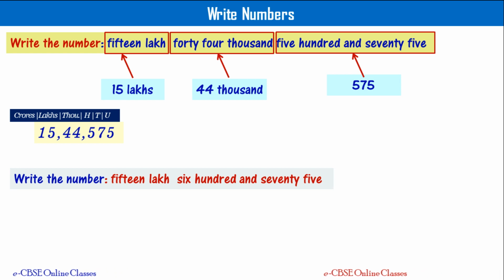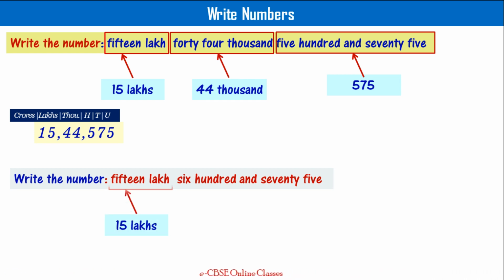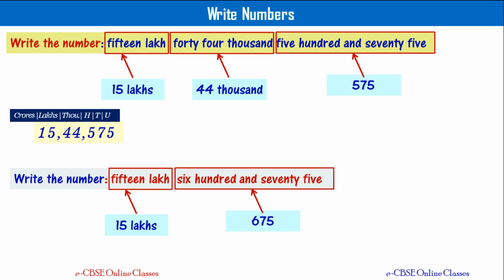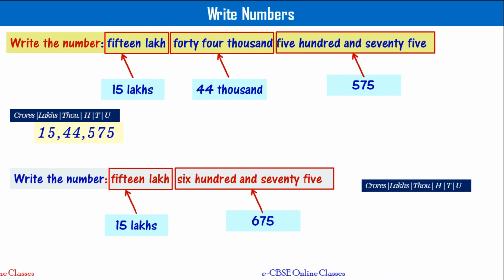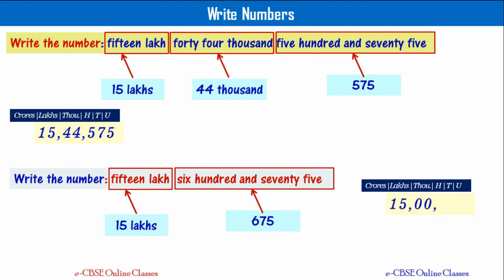Let us write another number, that is 15 lakh 675. If you split it into various parts, we have 15 lakhs and we have 675, right? So let's write 15 in the lakhs group and put a comma there. And since in the given text there are no thousands mentioned, what we do is we put 2 zeros for the places in the thousands group, and then you put 675 in the ones group.